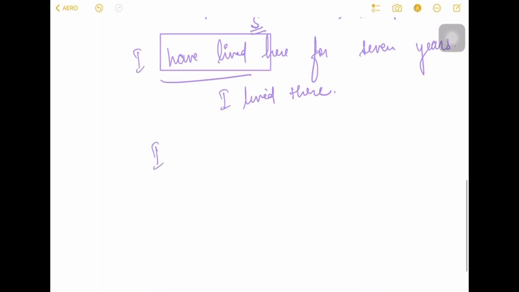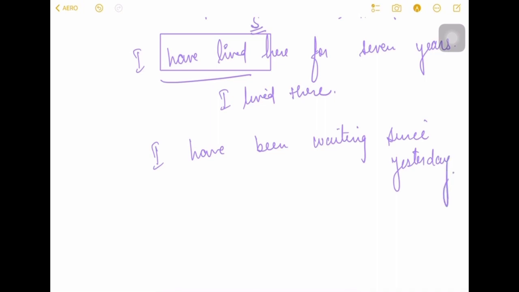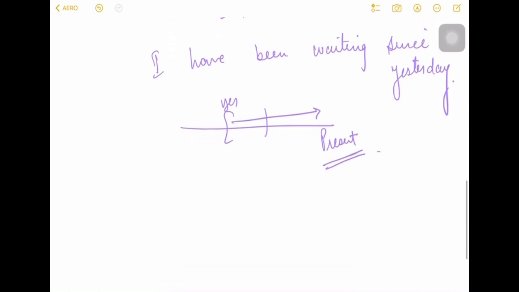Another example: I have been waiting since yesterday. When we discuss this example, it means I started to wait for this letter or message since yesterday, and now also I am still waiting. So in the present as well, it has some correlation. This event is still going on and is still present in the present day. That's why we are using the present perfect.